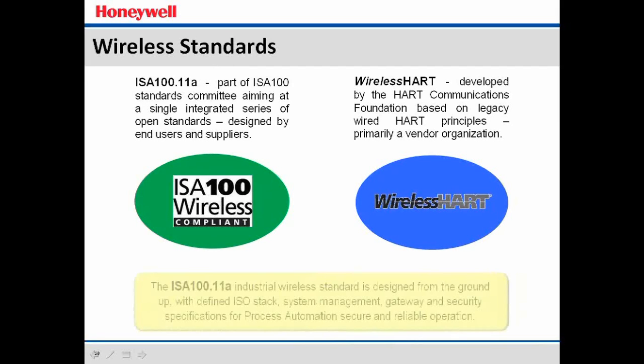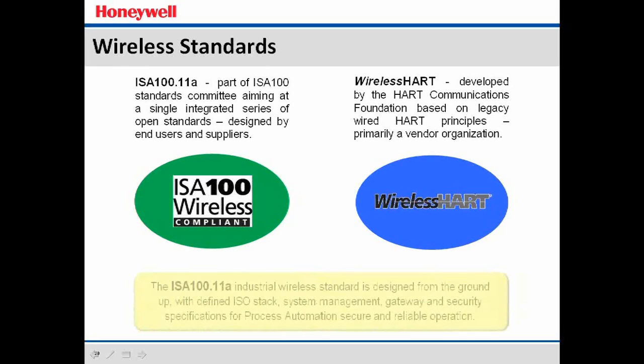I only touched on the security aspect of this system. There's several more security mechanisms built in all the way throughout that OSI stack, from the physical layer all the way to the application layer, that really lock it down.